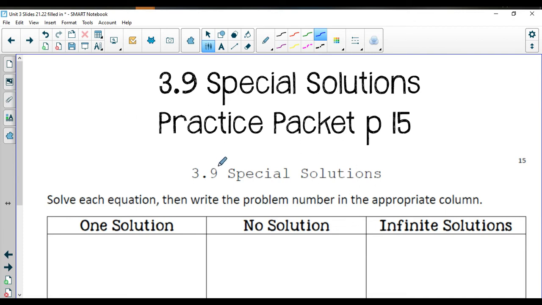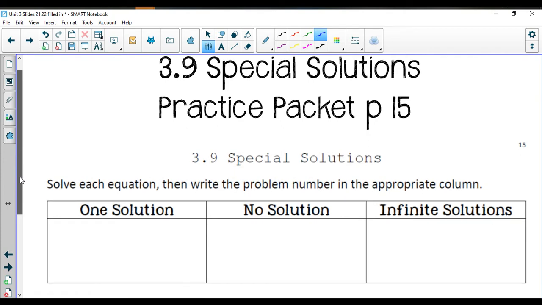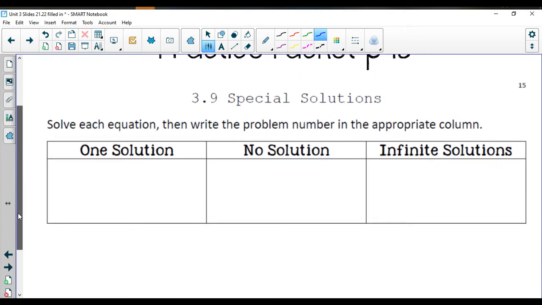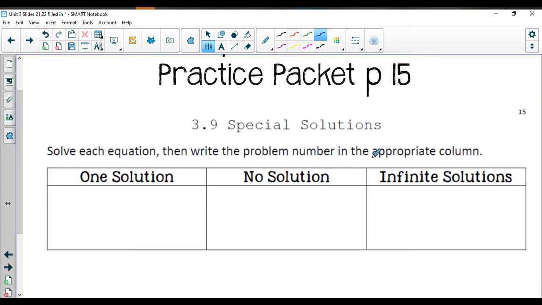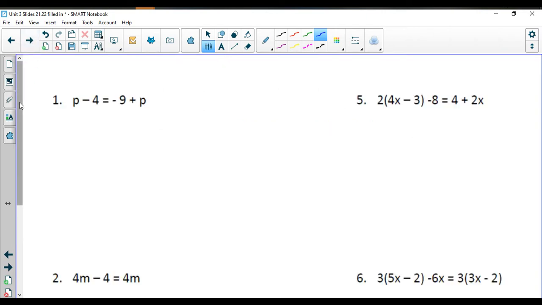Here we have lesson 3.9, the special solutions. These are the practice packet problems. So this starts on page 15 in your practice packet. We're going to come back to this slide here a couple times because I just put the top of the page here. We're solving each equation and then we're going to write the problem number in the appropriate columns for this one. So we'll come back to this every time.